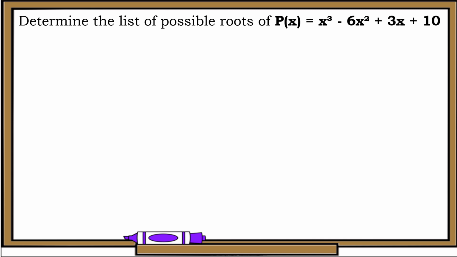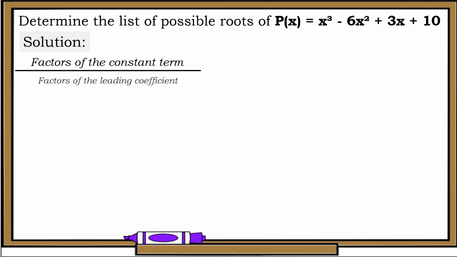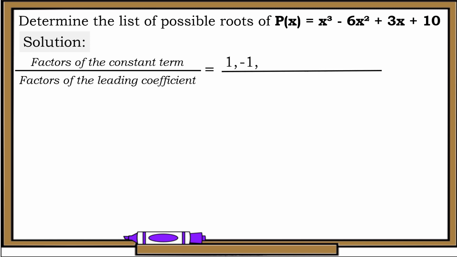Next, determine the list of possible roots of P(x) equals x cubed minus 6x squared plus 3x plus 10. Solution. Okay, so ang hinahanap lang natin ngayon ay ang list of possible roots. Let us get the factors of the constant term. Divide each by the factors of the leading coefficient. The constant term here is 10. And the factors are 1, negative 1, 2, negative 2, 5, negative 5, 10, and negative 10.